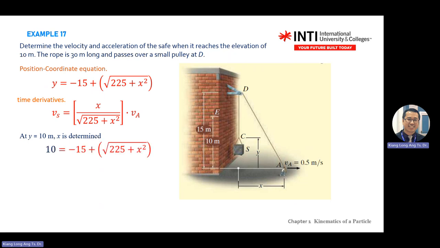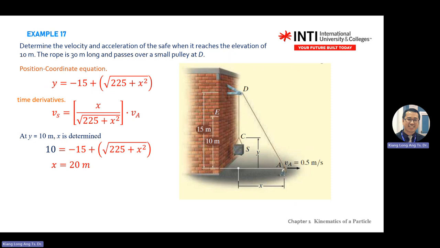So same, by using this equation, y equals minus 15 plus bracket square root of 225 plus x square, you rearrange it. You get x equal to 20 meter. Okay.